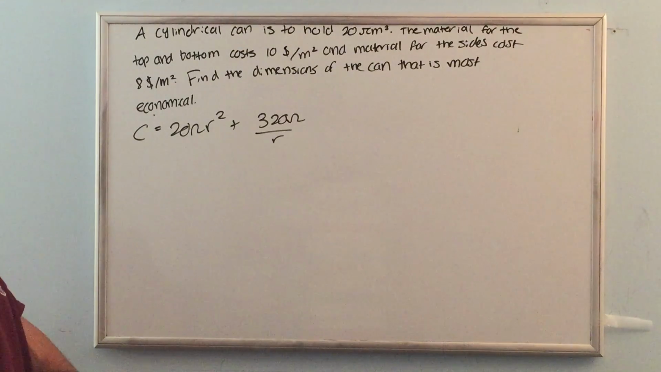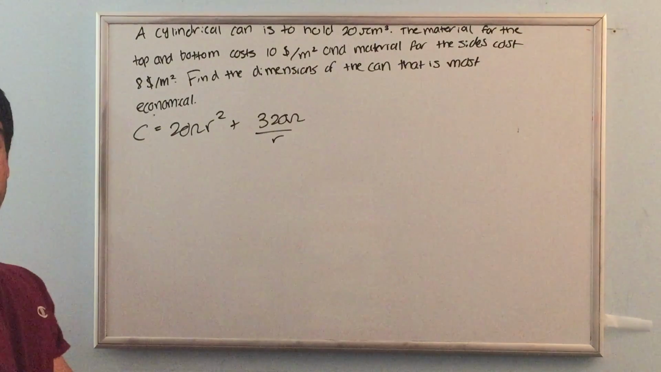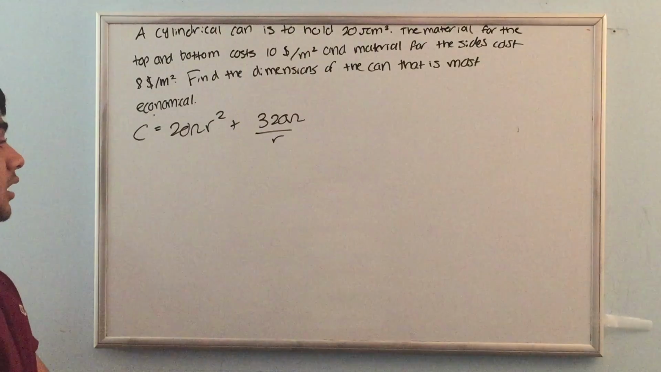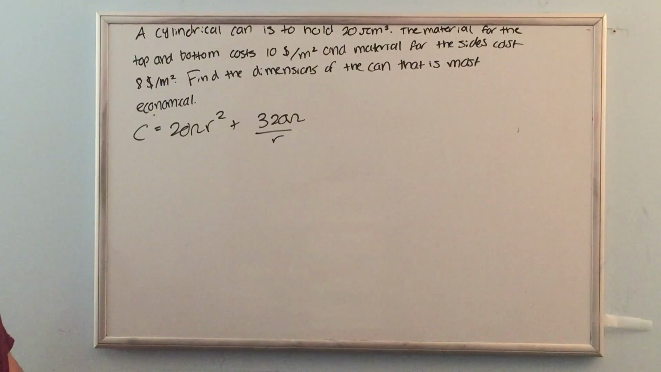So from the previous step, we got the cost equation. Now what we need to do is take the derivative of this cost equation and set it equal to 0, so we can find our r value that would give us the minimum cost.